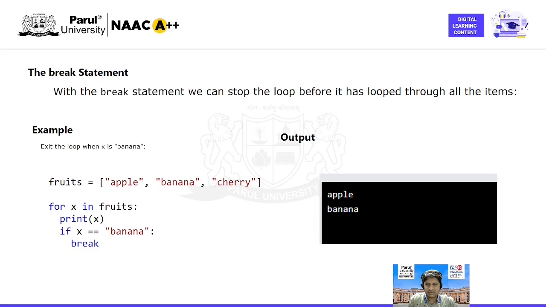For x in fruits: print x. If x equals banana, then break. You can see the output: apple, banana. Cherry is also present in the list, but it is not printed. Why? Because the loop is broken in between. When x gets banana, the loop will break.